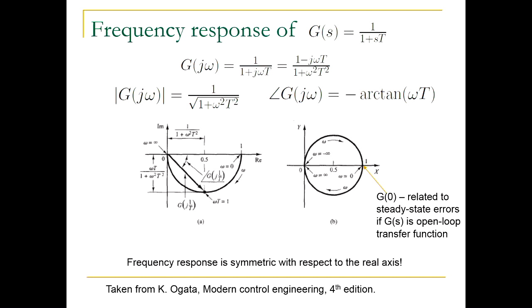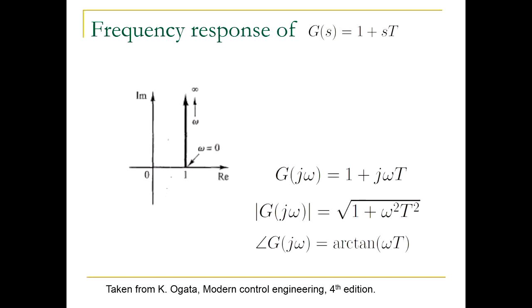Very important, frequency response is always symmetric with respect to the real axis. That's why you would always plot things from 0 to infinity, and then just mirror image it for minus infinity to 0, right? So it's easy. How about this guy? By the way, this is a non-causal transfer function. It's like a PD controller, proportional differential controller. It's non-causal, it's not physically realizable. We can still mathematically define frequency response using the formulas I gave you.